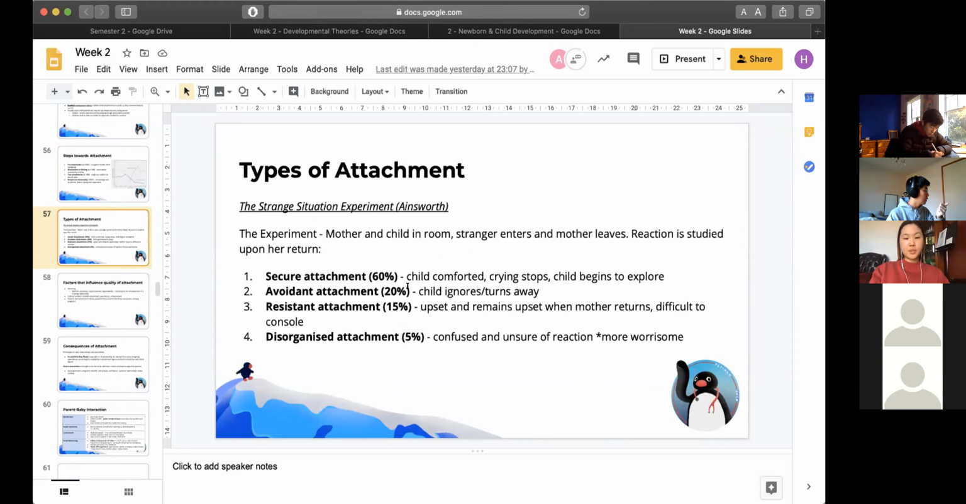Avoidant attachment, which occurs in 20% of kids, the child ignores the mum and turns away. In 15% of kids, the child will be upset and remain upset when the mother returns, and very difficult to console. Disorganized attachment, which is the last 5%, is where the child remains confused and very unsure of how to react. This is more worrisome because all of these other ones are what we would expect of kids. However, if they become confused, that's a little bit more worrying.